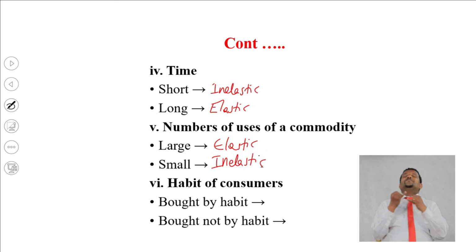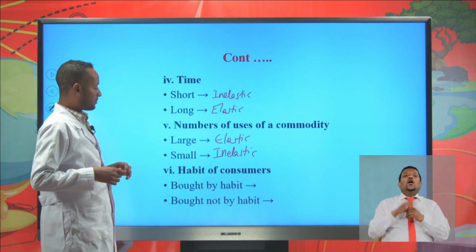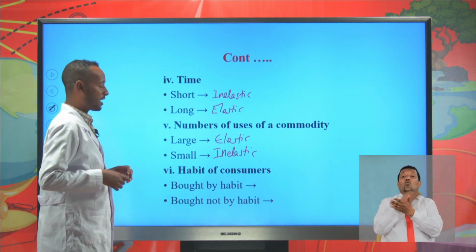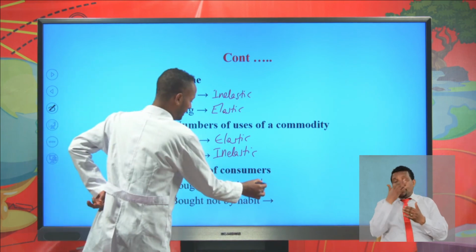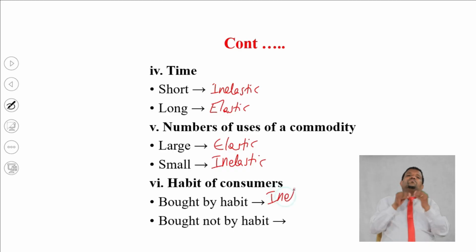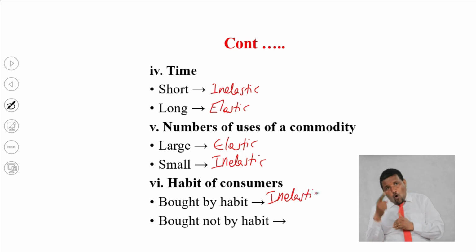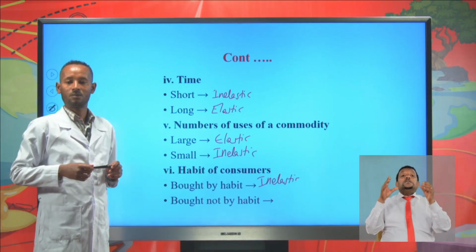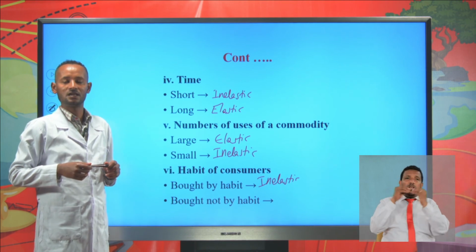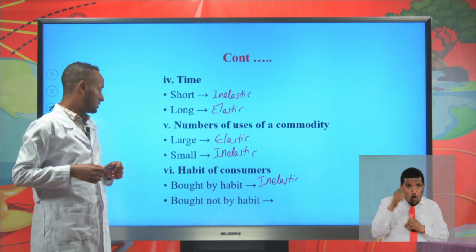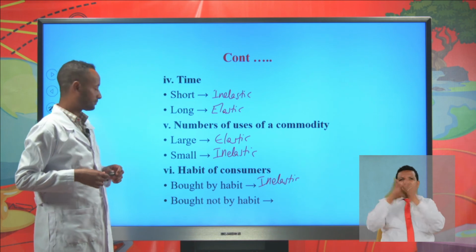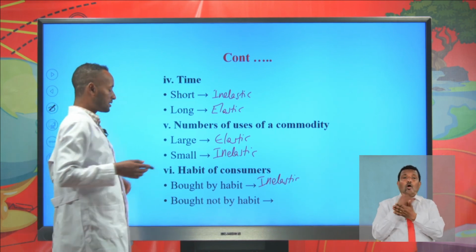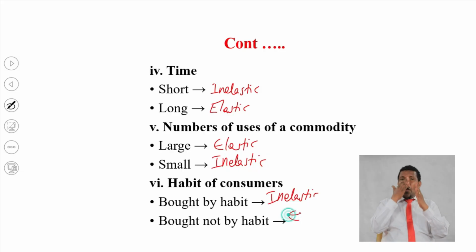Finally, the habit of the consumer is a determinant of price elasticity of demand. Products which are bought by habit have generally inelastic demand. For example, the demand for alcoholic beverages is generally inelastic. The demand for tobacco is generally inelastic, and the demand for chat is generally inelastic. But products which are bought not by habit have generally elastic demand.